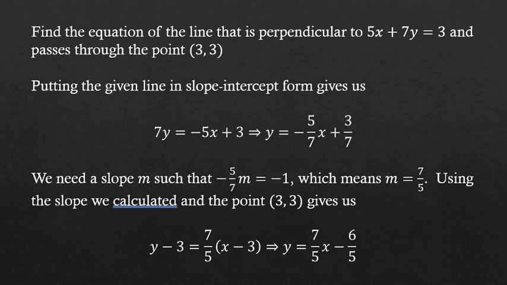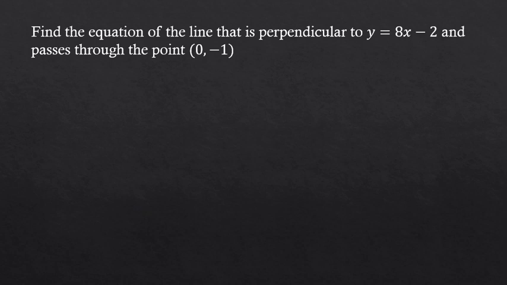Everything here in the middle is all the work that we have just done. So try this problem on your own. See if you can find the equation of the line that is perpendicular to y equals 8x minus 2 and passes through the point (0, negative 1). Read the question carefully, pick out the key words or phrases that are happening in there. So press pause now. Once you think you have the answer, press play, and we'll see if your answers are correct.